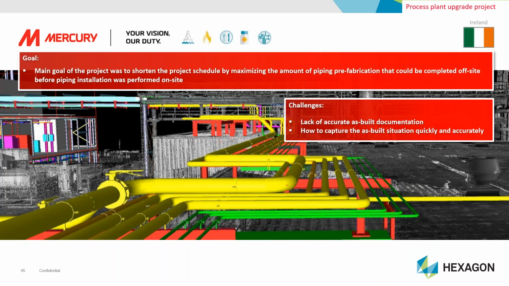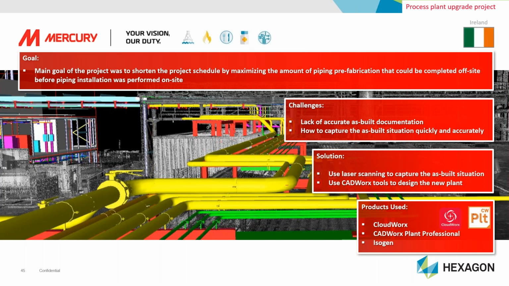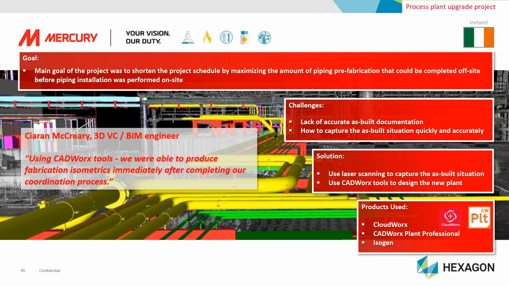The problem, of course, was that there was a lack of accurate as-built information, and they had to capture the existing conditions quickly and accurately, of course, to support their goal. The solution was to use laser scanning to capture the as-built situation as a highly accurate point cloud, and then to use CADWorx to design the new plant. And of course, this company was very familiar with CADWorx, having used it extensively on other projects for a number of years. So they used CADWorx, Plant Professional, and Isogen together to deliver the benefits that they were looking for.